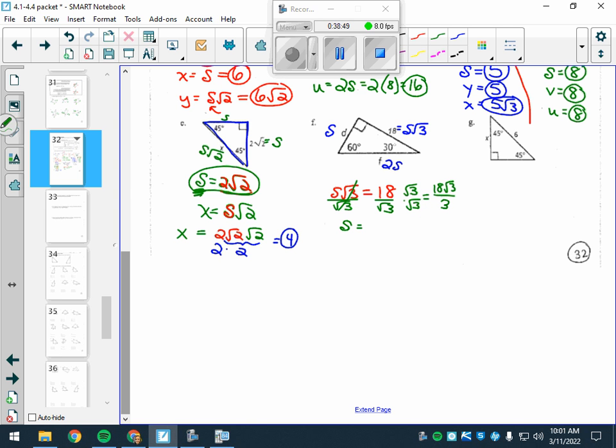3. Remember, they don't just disappear. People say, oh, they cancel out. No, they don't. They don't cancel out completely and disappear. The radical cancels out, but you still have that whole number 3. So S, in the end, equals 6 root 3. Well, that means D is 6 root 3, right? That side is 6 root 3.